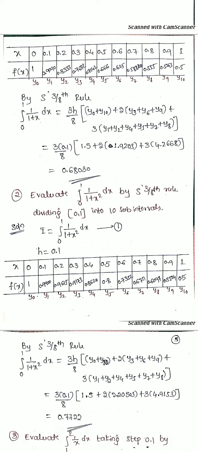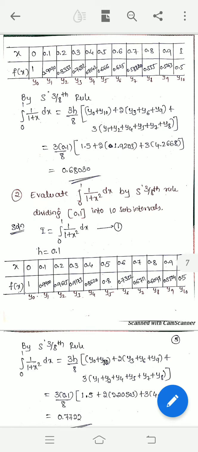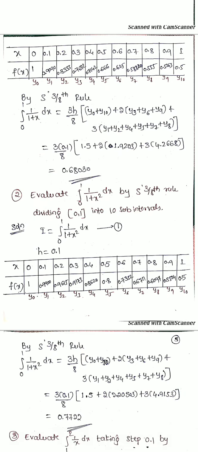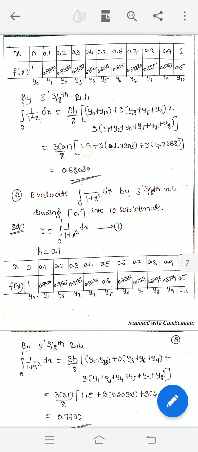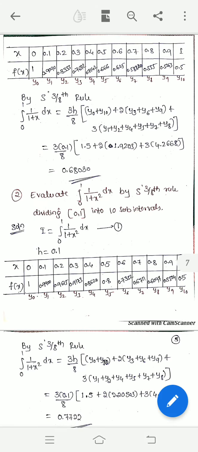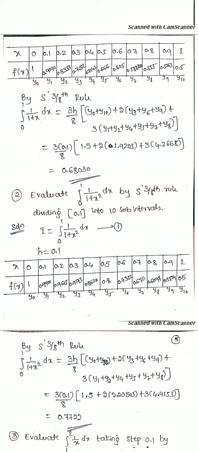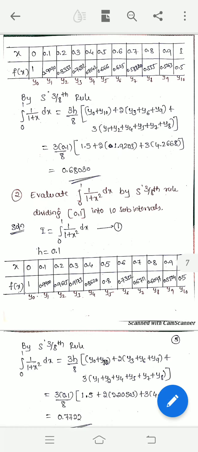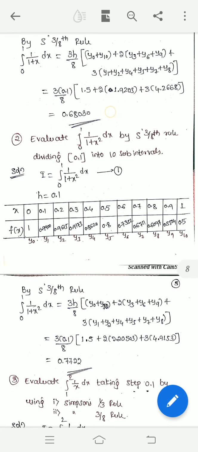We have 3 into h, where h is 0.1, divided by 8, into y0 plus y10, which is 1.5, plus 2 into 1.9203 plus 3 into 4.2668. Calculating this result, we get 0.68030. This is the solution by this method.